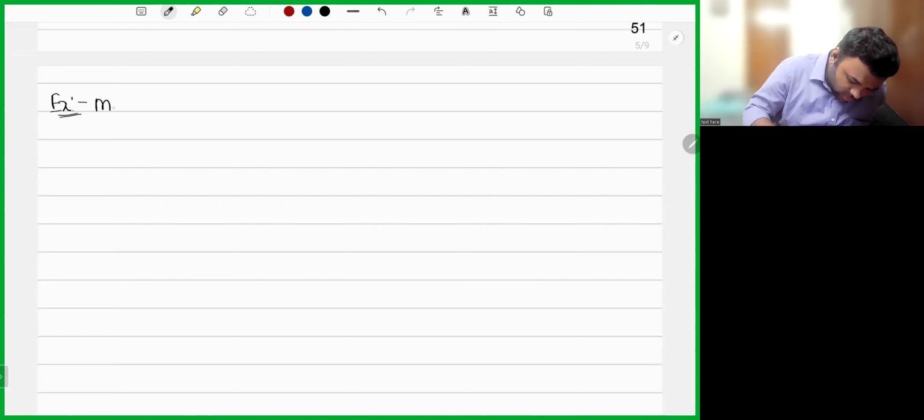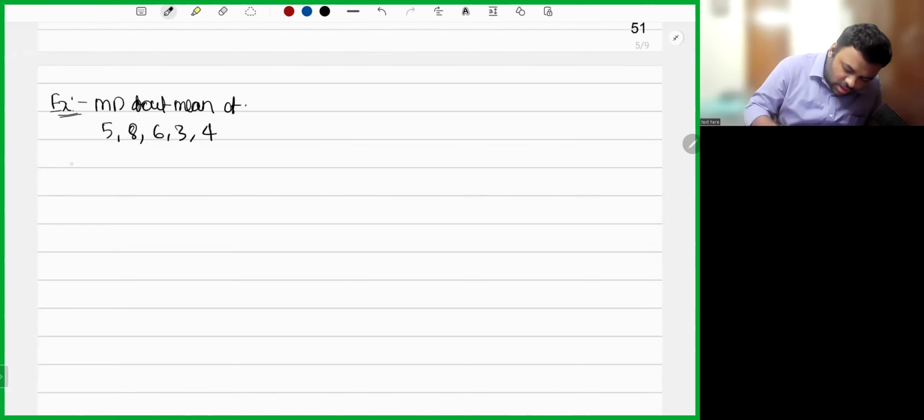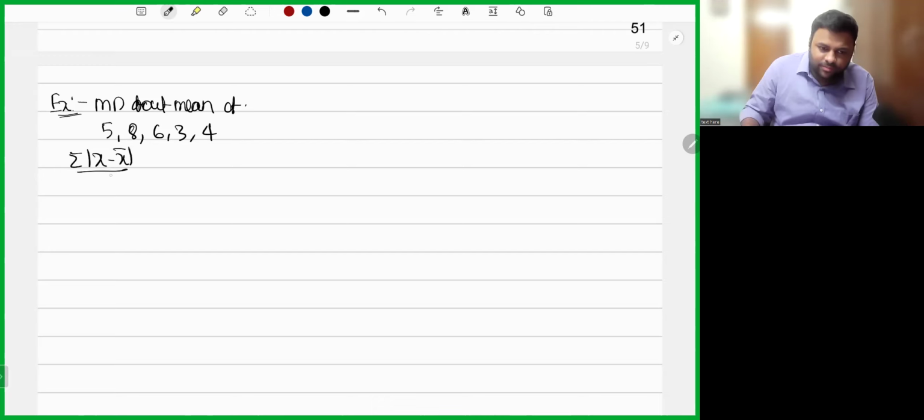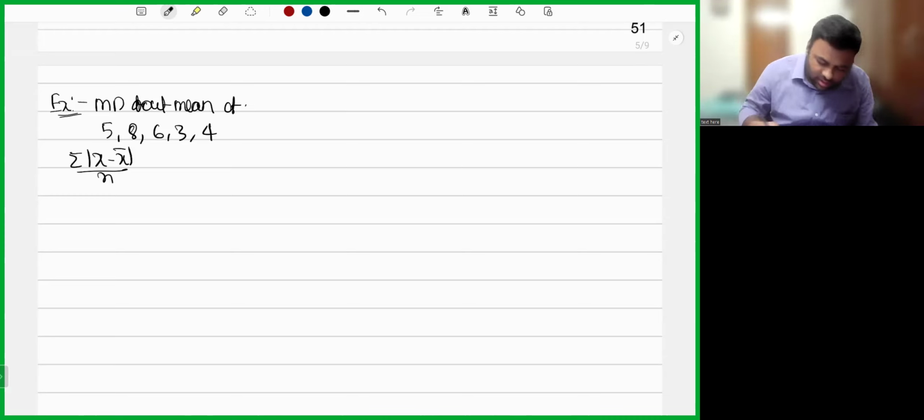Mean deviation about mean of 5, 8, 6, 3, 4. What is the formula for mean deviation about mean? Sum of modulus x minus x bar, whole divided by n. So if you want to apply this formula, first you require x bar. Without x bar, what will you calculate? We can't calculate. So first let's calculate x bar.